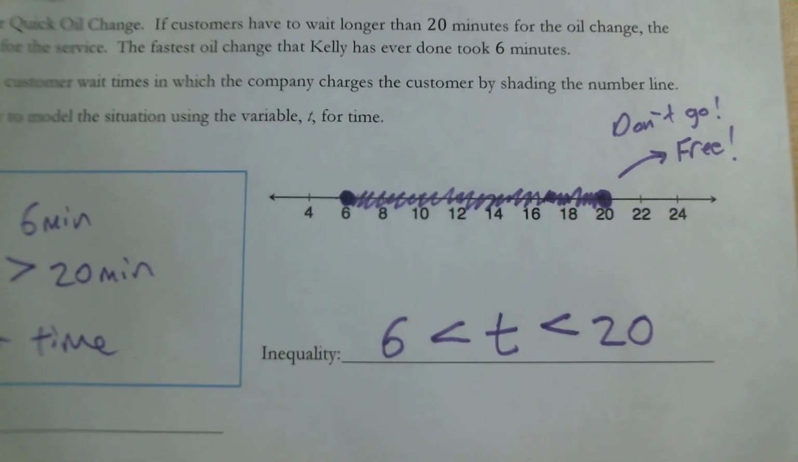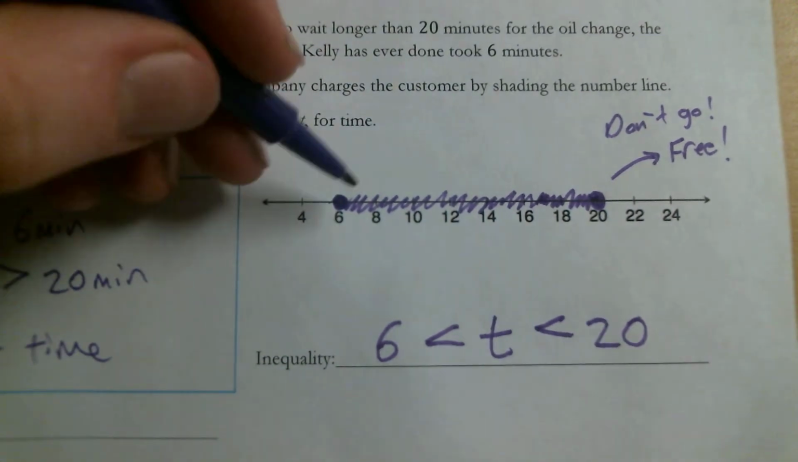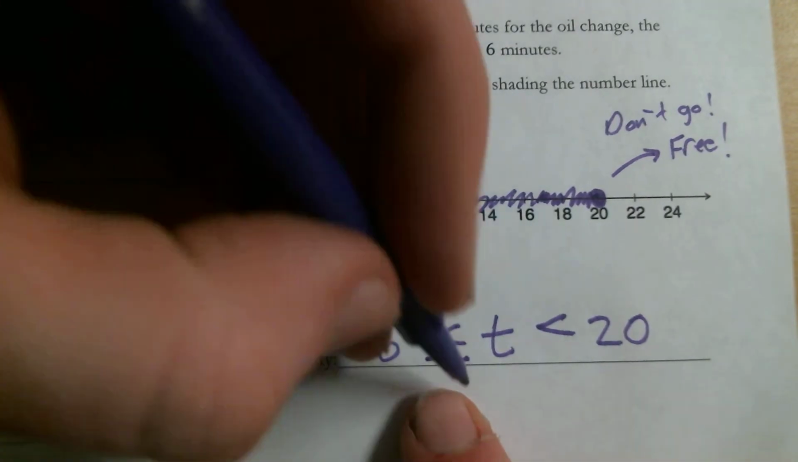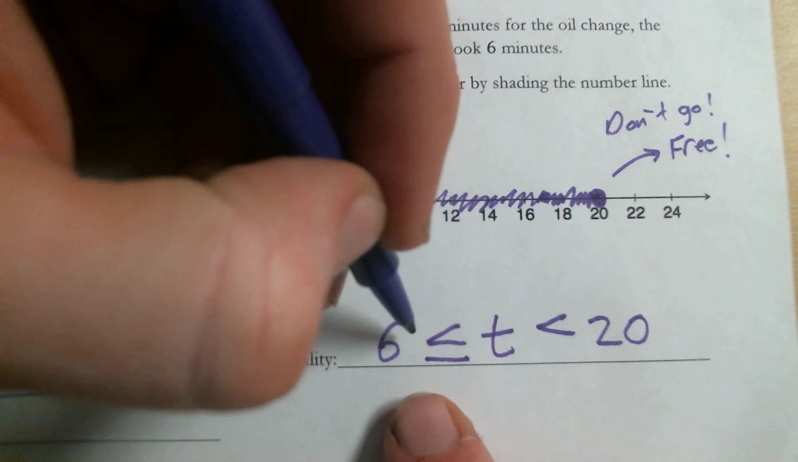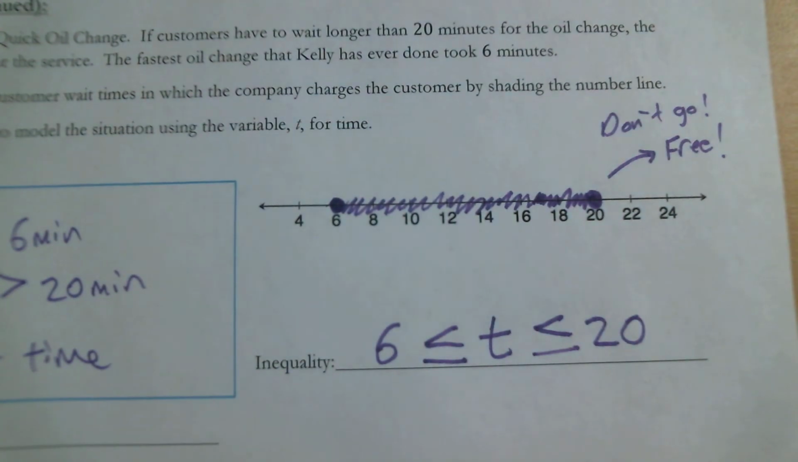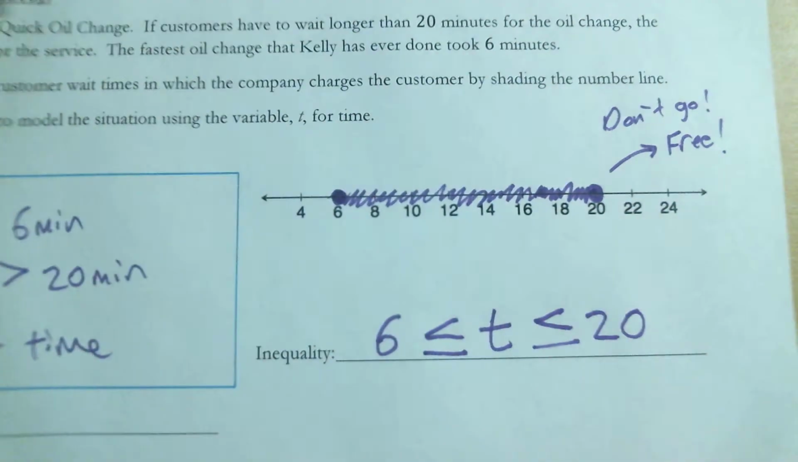So let's think here. Does it also include 6 and 20? Yes, because she's had one that has taken 6 minutes. So I'm going to say t is greater than or equal to 6. And here it does include 20, just can't go over. So I would say it's less than or equal to 20. Now here's the nice thing. You can check and see if this works.